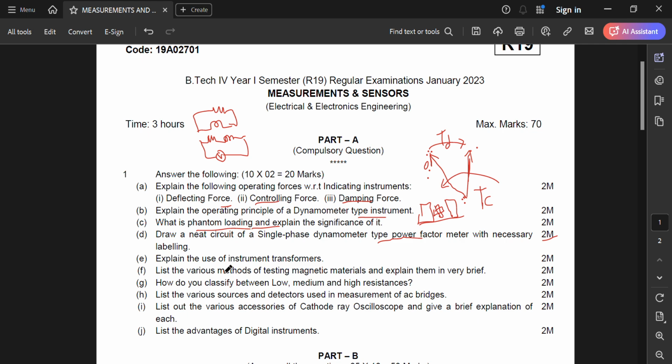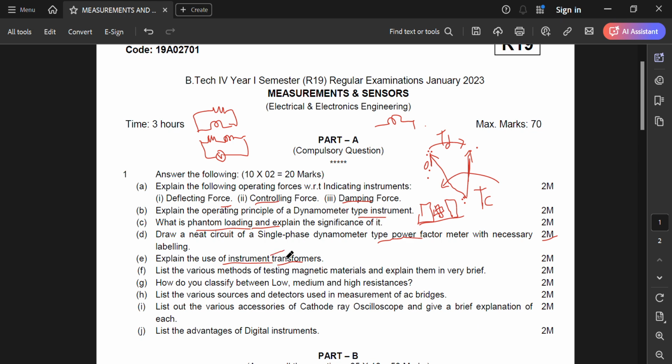Explain the use of instrument transformers. The transformers which are used in conjunction with the instruments or meters are called instrument transformers. Instrument transformers means the CT and PT. First we have to draw CT and PT. CT is used to convert high current to low current. The primary coil of the CT is connected to the load. We use the CT to step down the current and the potential transformer to step down the voltage.